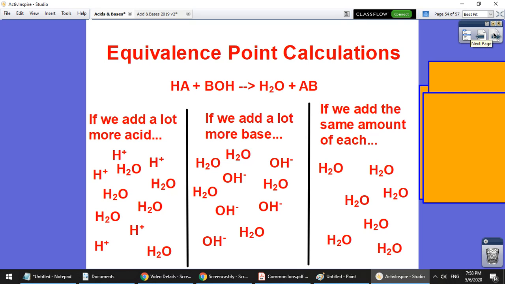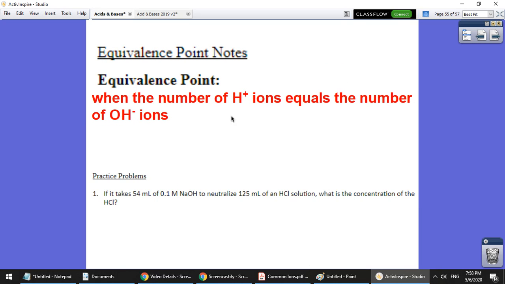All right, so when we mix an acid and base together, and if we get the same number of H plus ions and the same number of OH minus ions, we call that the equivalence point. All right, now why do we care about equivalence point? When do chemists use it?